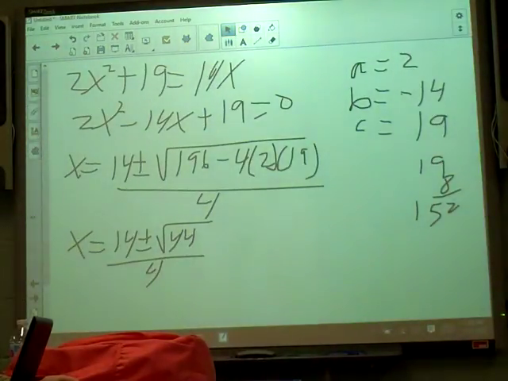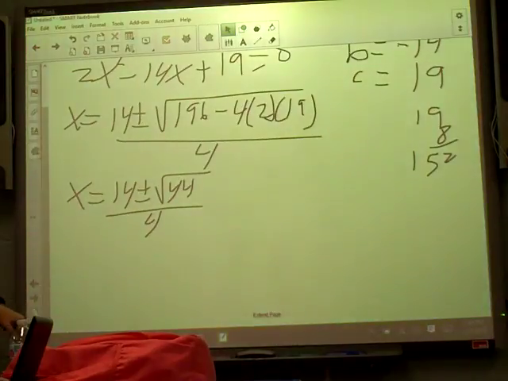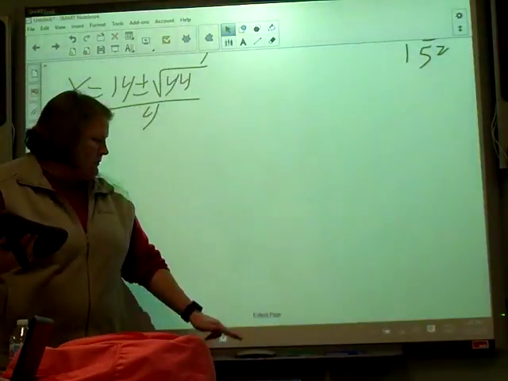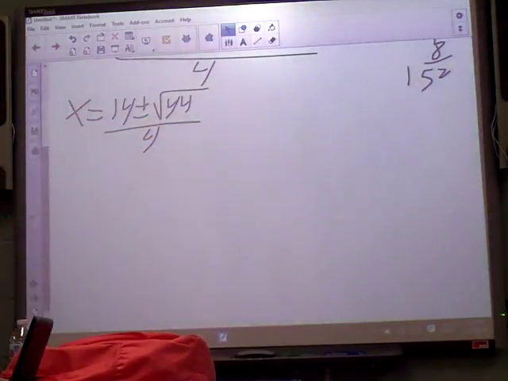Now, on the last problem, we got a 169 underneath there. That's a nice number because it's a perfect square. 44 is not a perfect square. So what we've been doing the last few days, we got to break it down. What's the biggest perfect square that'll go evenly into 44? 4. Very good.